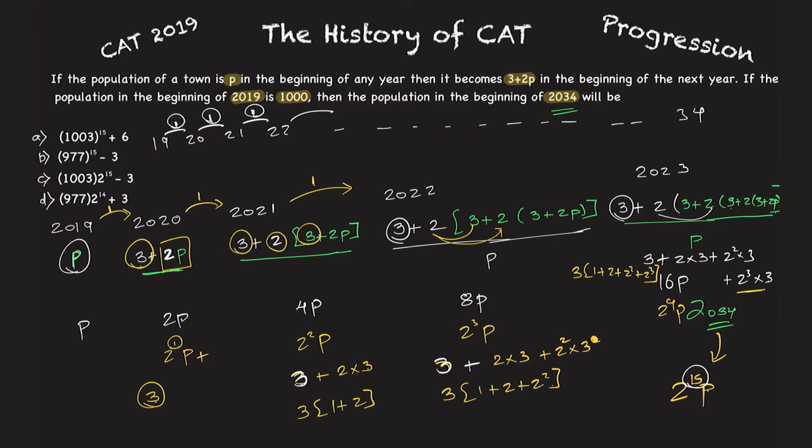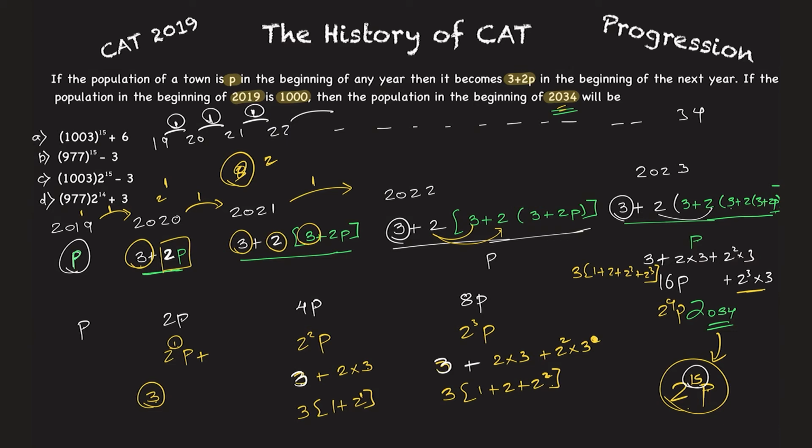So this is the first term, this is the second term, this is the third term. If I start from here, say this is the first term and this is the second term, and the second term has the power of 2 as 1. The third term, 2022, will have the power of 2 as 2. So if you go till the 15th term, which is 2034, the power of 2 will be 14.